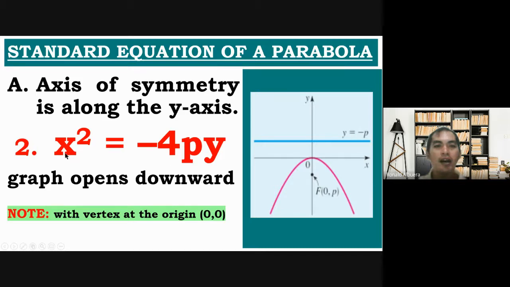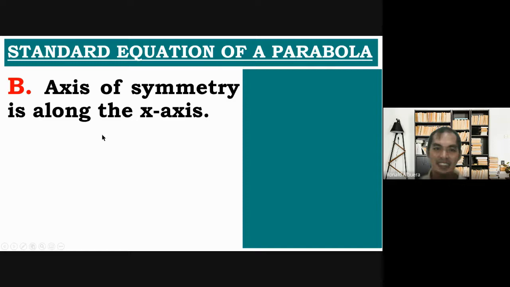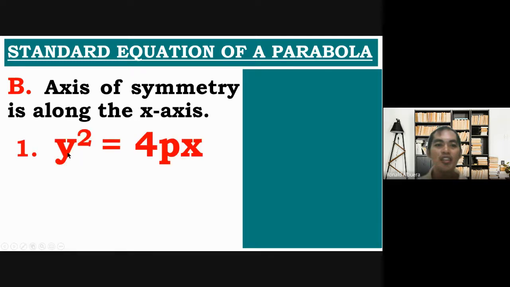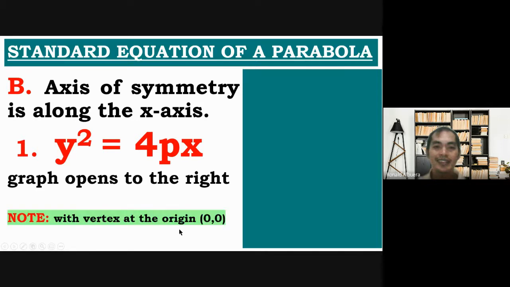How about kung ang may square ay y? Okay, ang axis of symmetry niya ay yung x-axis. Okay? When the axis of symmetry is along the x-axis, meaning the graph opens sideward to the right or to the left, so ang may square niyan ay yung y. We have here the formula, y squared equals 4px. Still, that's in a standard form of a parabola whose graph is open to the right. The vertex also at the origin.